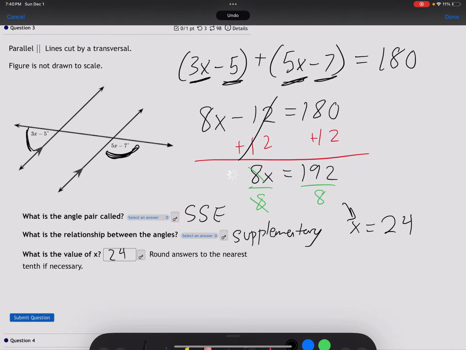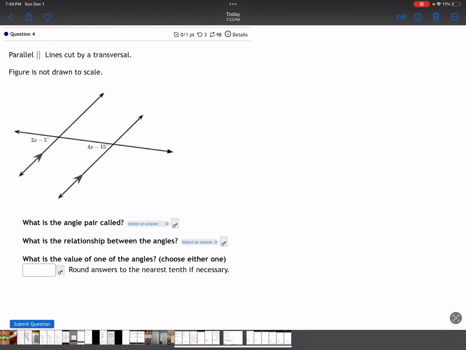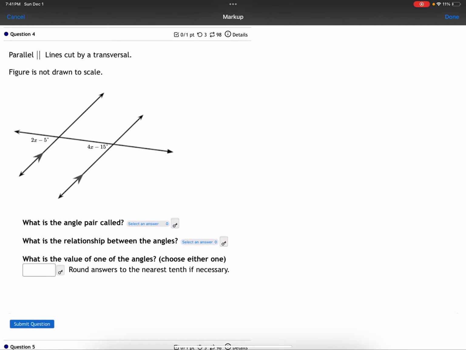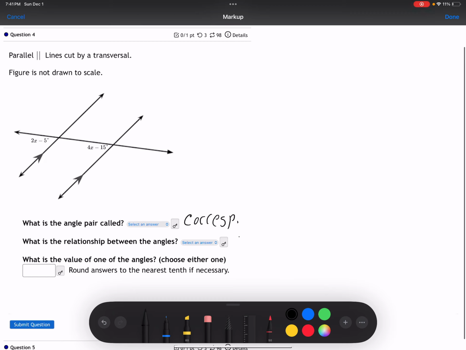Let's look then at a second example, because it's not always the exact same thing as those. Let's say it's question 4. What is the angle pair called? These are corresponding angles, so we can go through these one by one. The answer for this is corresponding. What is the relationship between them? Corresponding angles are always congruent. Remember, supplementary and congruent are the only two options for when you have two parallel lines cut by a transversal.